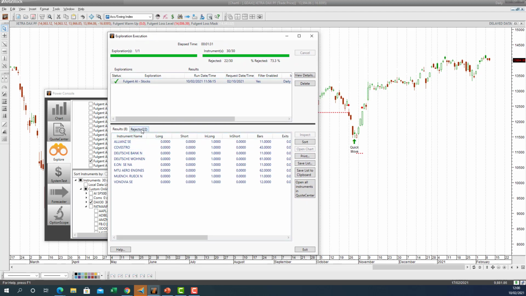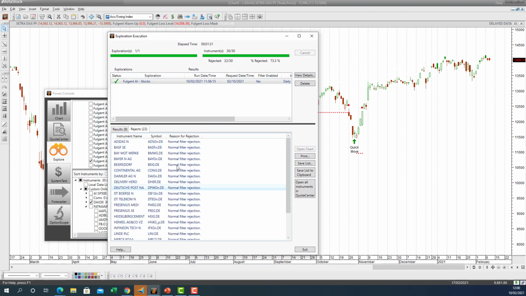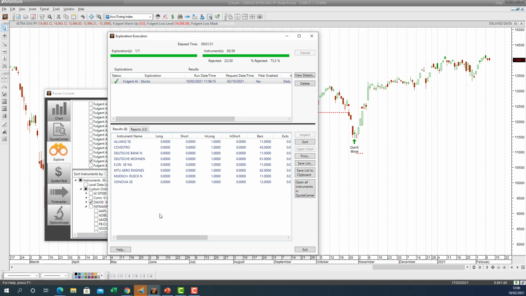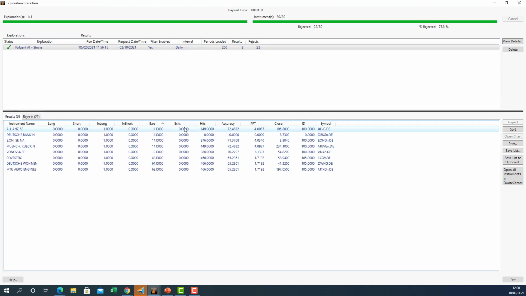There are 20 rejects, which means either the signals have already closed out the trades, so we'll review some of those a little bit later, but the 8 trades that the AI has gone long in, if there's a 1 in this long column, and in short there are no shorts at the moment. Bars tells us how many days into the trade we are, so if we sort them, all these are 11 days old, 12 days old, 43 days, 61 days, and 62 days. So I can maximize this.